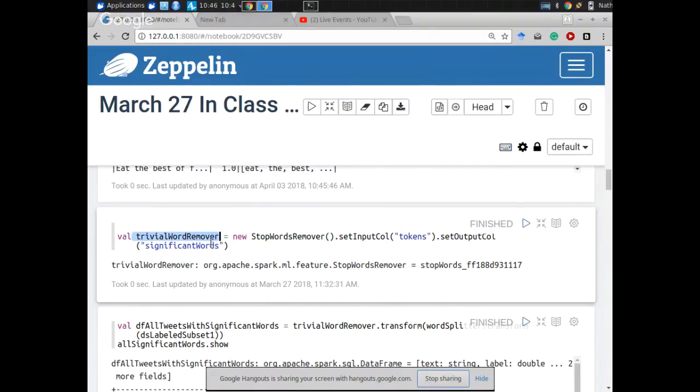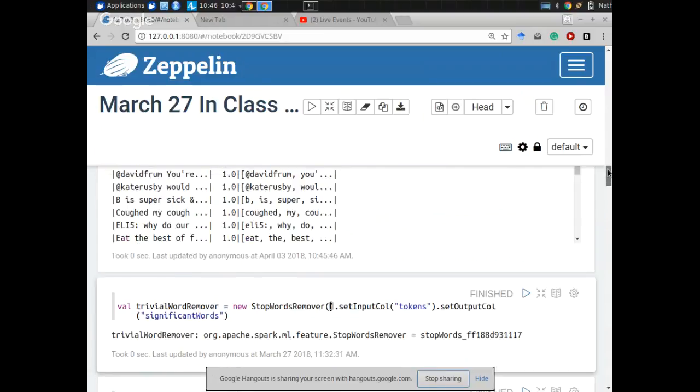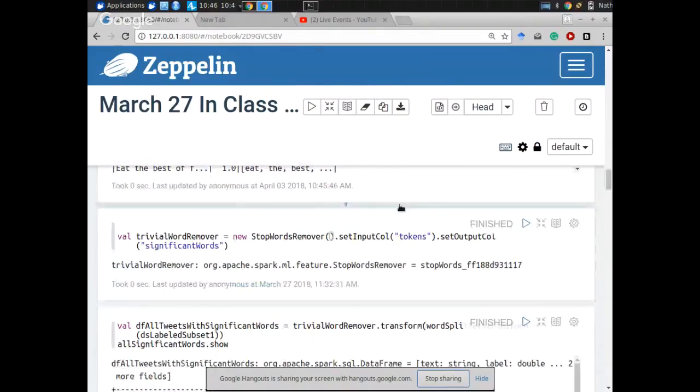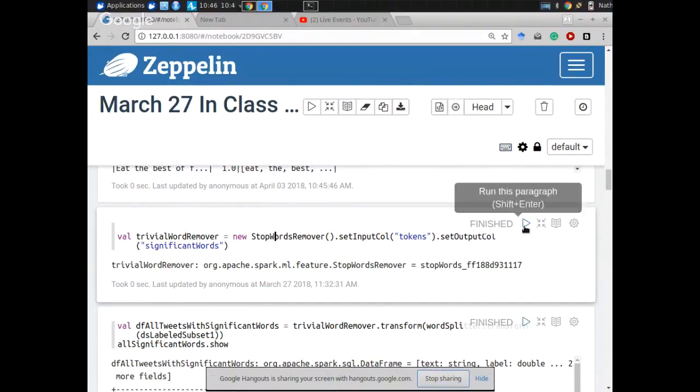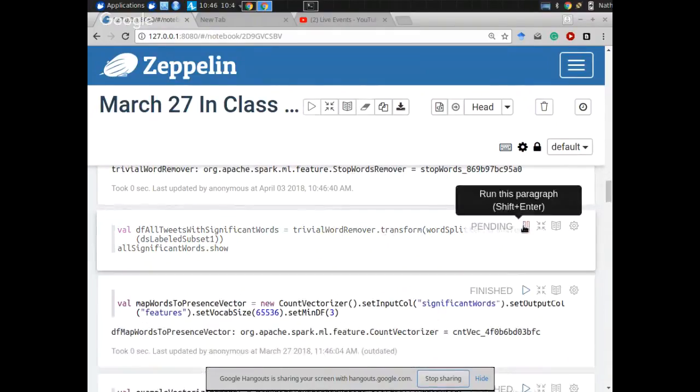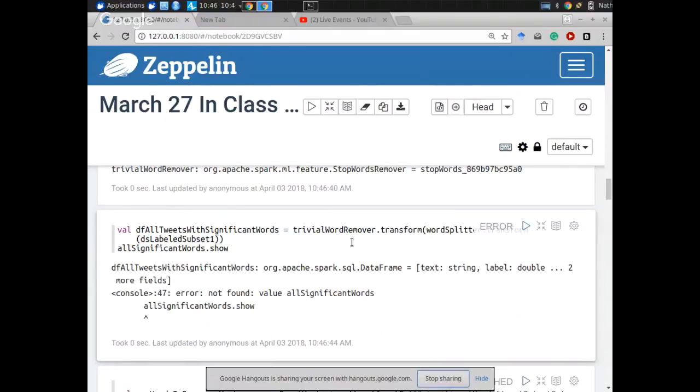Okay, next. The trivial word remover was a transformer. Here we specify which fields are input, which fields are output. I should have noted that's what we did above. The input ones are tokens, and it's going to create one called significant words. So when it runs, it's going to have created something called significant words. Okay, all significant words.